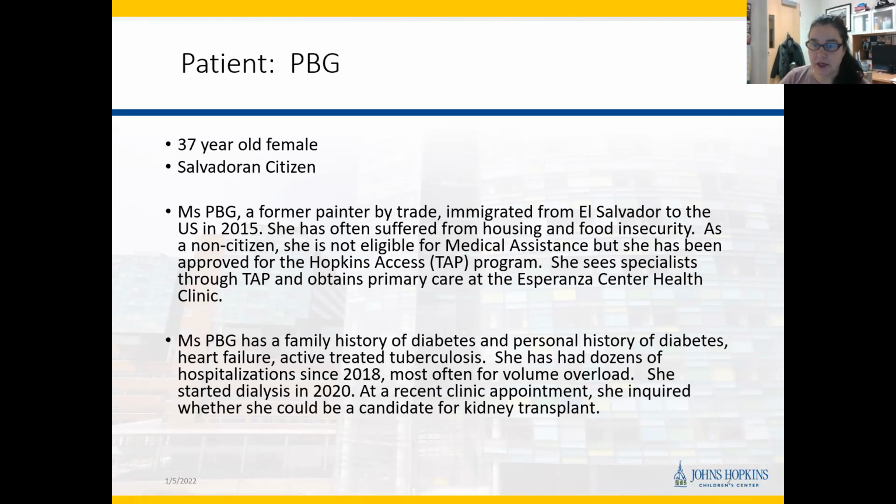She is a former painter by trade and immigrated from El Salvador to the US in 2015. She has often suffered from housing and food insecurity. As a non-citizen, she is not eligible for medical assistance, but she has been approved for the Hopkins Access Program, or TAP. She sees specialists through TAP and obtains primary care at the Esperanza Center Health Clinic, where Dr. Berger is a provider. Ms. PBG has a family history of diabetes and a personal history of diabetes, heart failure, and active treated tuberculosis. She's had dozens of hospitalizations since 2018, most often for volume overload. She started dialysis in 2020, and at a recent clinic appointment, she inquired whether she could be a candidate for kidney transplant.